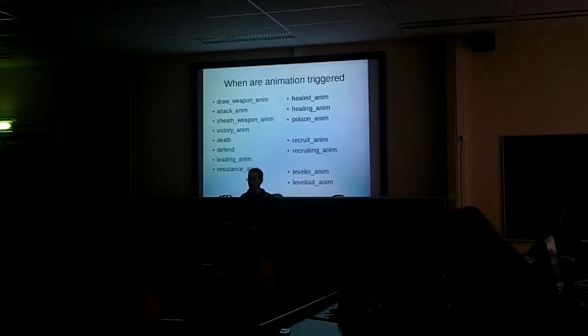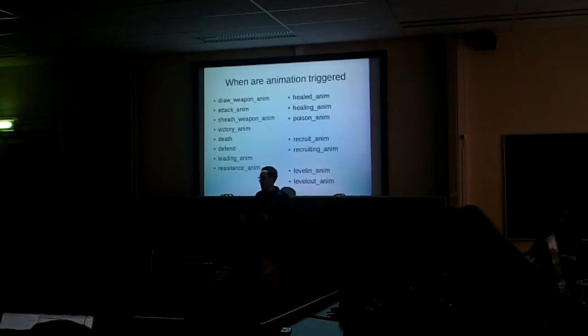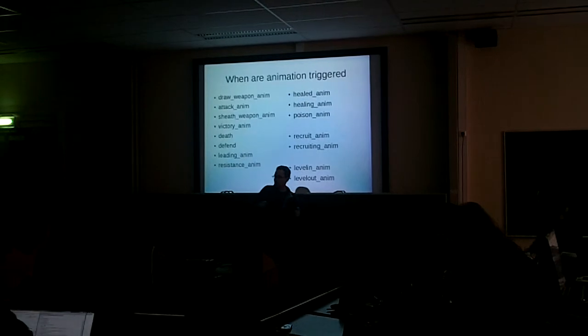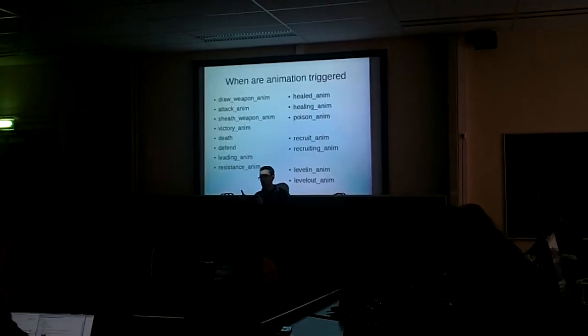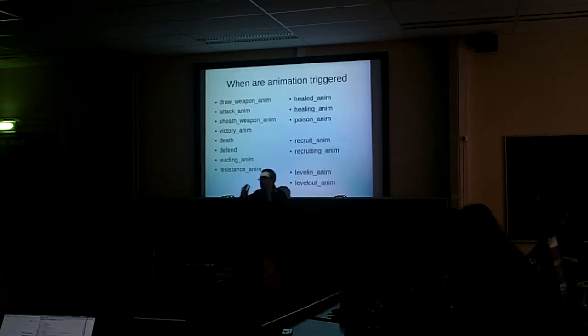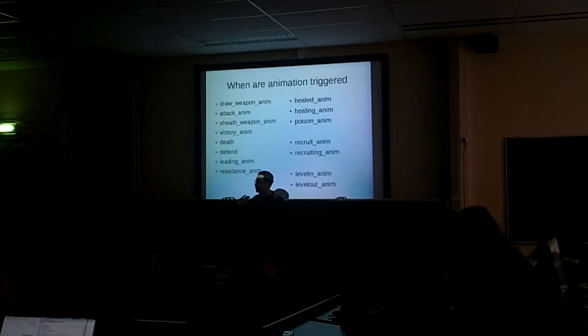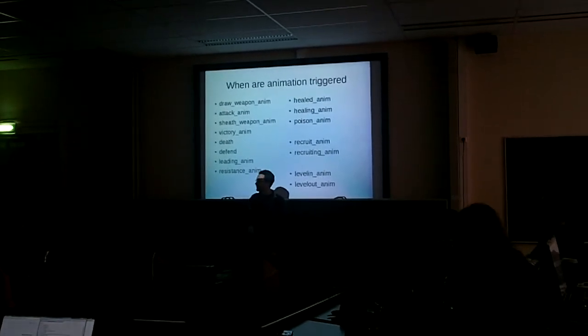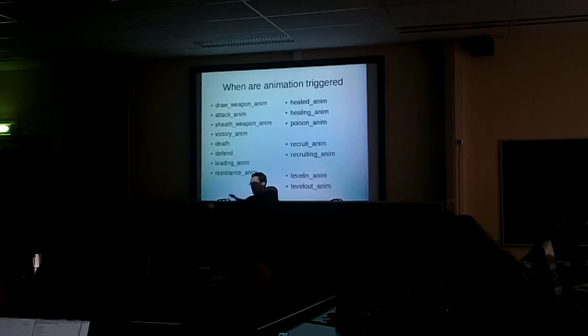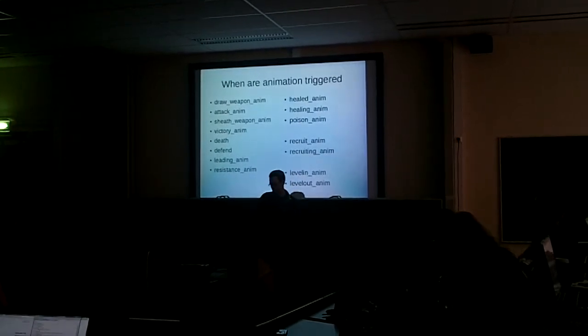And then you have leveling in and leveling out. When a unit levels up, we play the leveling out animation, which is the unit fading to white usually. Then the engine will swap the old unit with the new unit, and then we'll call another animation from the new unit to fade from white to its normal color again.